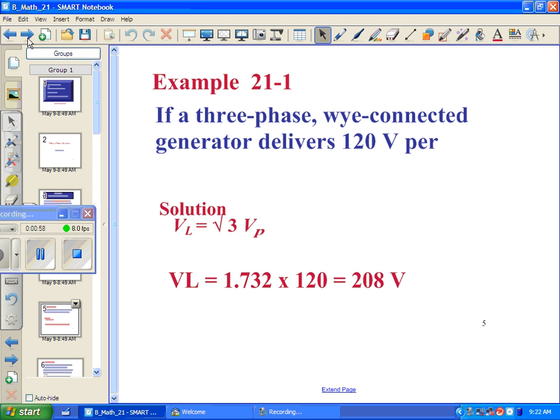If it's delivering a Y, remember that in a Y, the voltage difference between the phase and the line is the square root of 3 times the phase is the line. And apparently we're missing part of the question, but that's okay. 120 volts per phase, I think it's saying. So we're going to multiply that times 1.7321, and we're going to get 208 volts. Okay, so a three-phase Y that's 120 on the phase is 208 on the line. From line to line is 208.